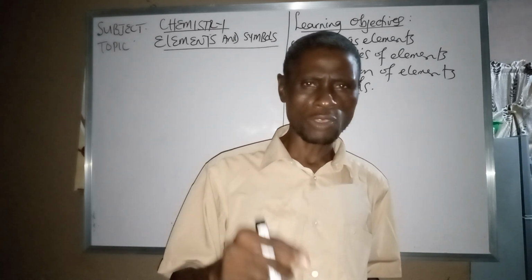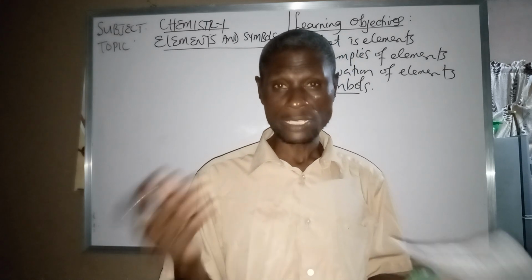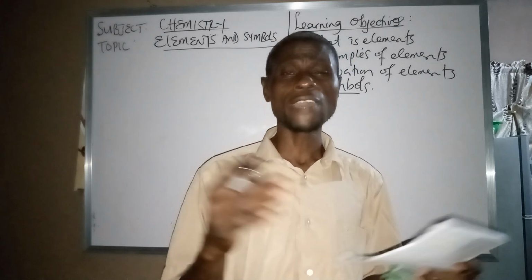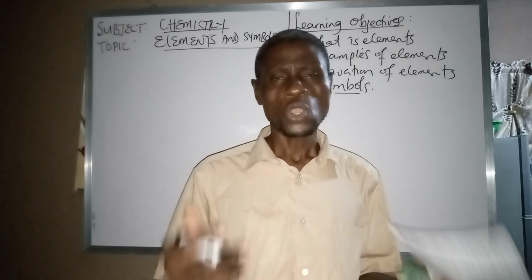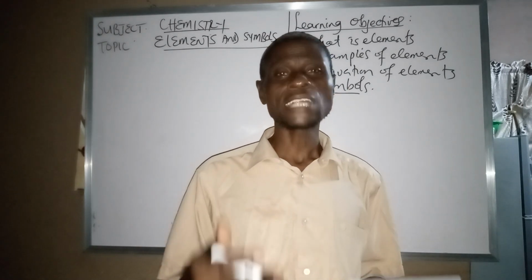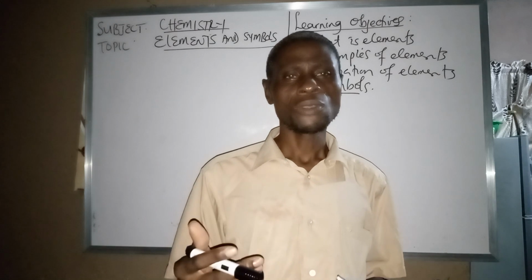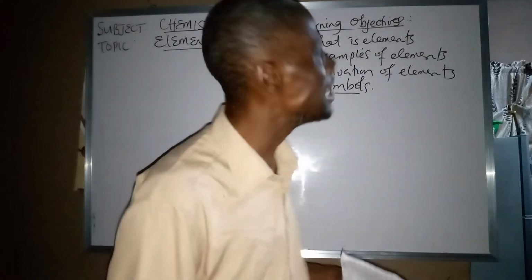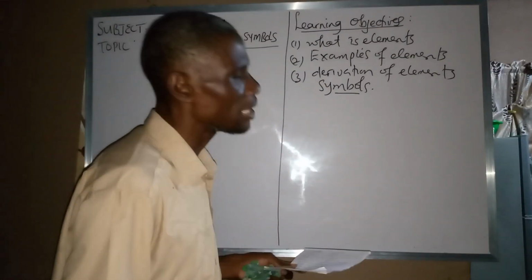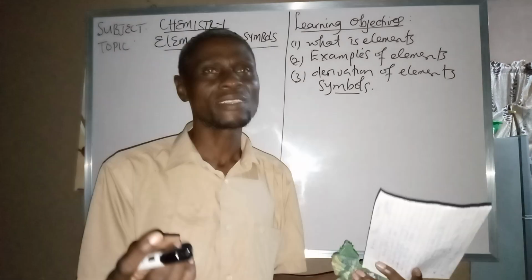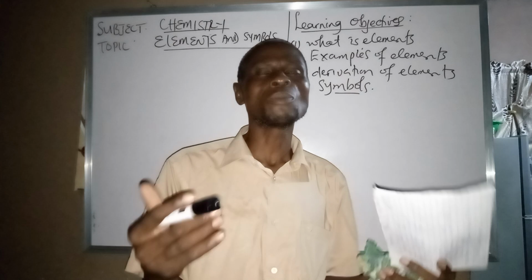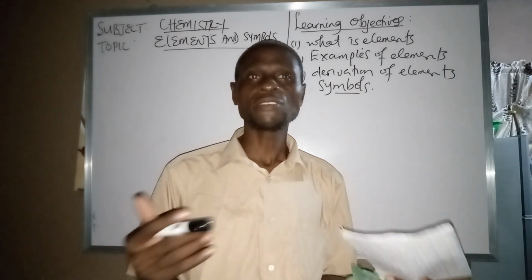The symbol of phosphorus is different from the symbol of potassium. So whenever I see H, it stands for hydrogen; O stands for oxygen. That's the beauty of this symbol. Now let's take it up. What is an element? If you want to define element, you can say an element is a substance which cannot be split into two or more simpler units. That's how we define element.